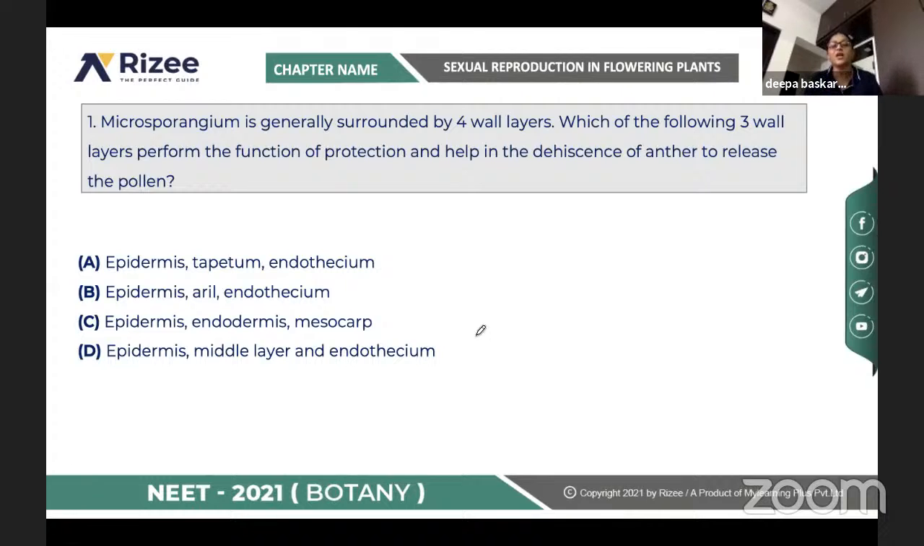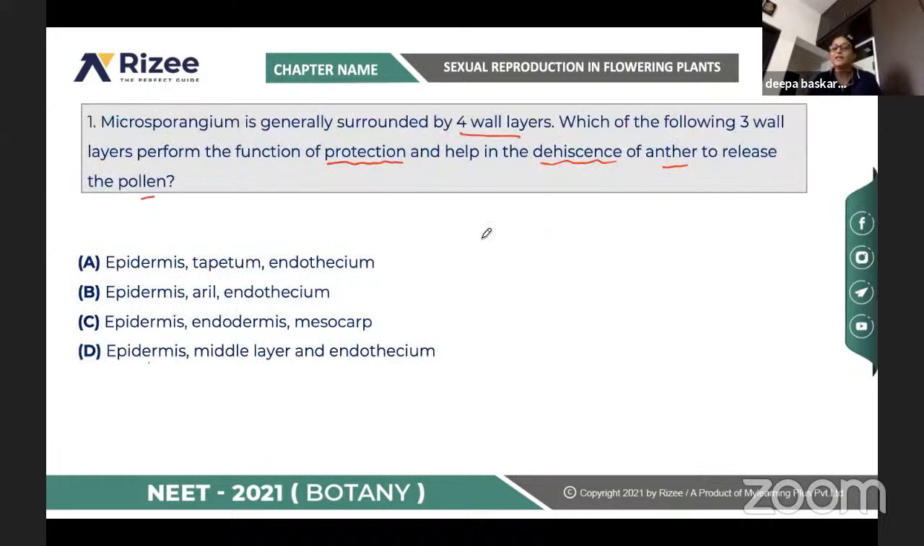Microsporangium is generally surrounded by 4 wall layers. Which of the following 3 wall layers perform the function of protection and help in the dehiscence of anther to release the pollen? The options given are: epidermis, tapetum, endothecium; epidermis, endodermis, mesocarp; epidermis, middle layer and endothecium.